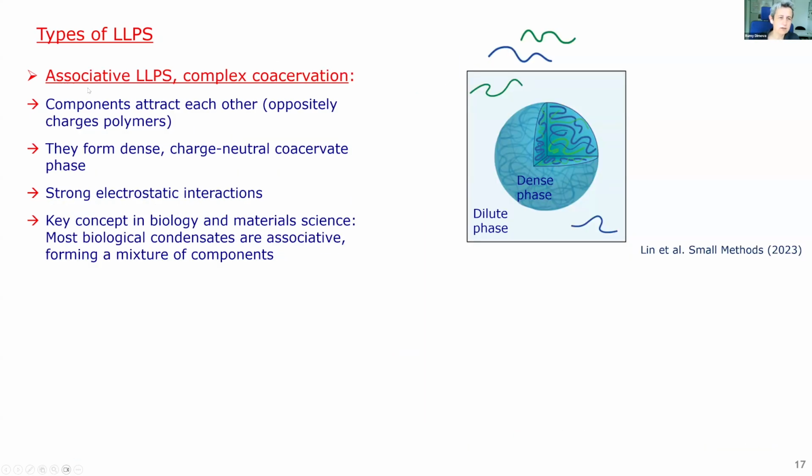The second type of phase separation is associative. It's also called complex coacervation, where you have, again, two macromolecules, but then they like each other, typically driven by electrostatic interaction, and form a dense phase, which is rich in both polymers or macromolecules, and a dilute phase, which is depleted. This is a key concept in biology. Most of the time, biological condensates are formed because of associative liquid-liquid phase separation.